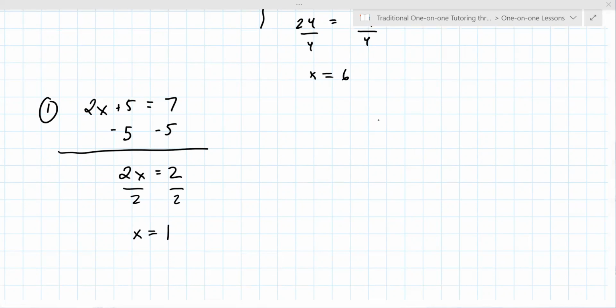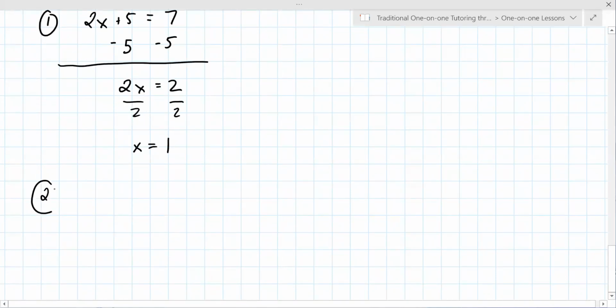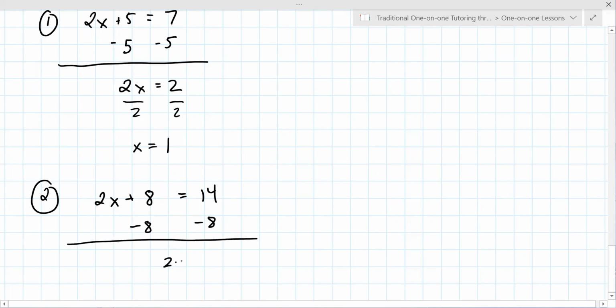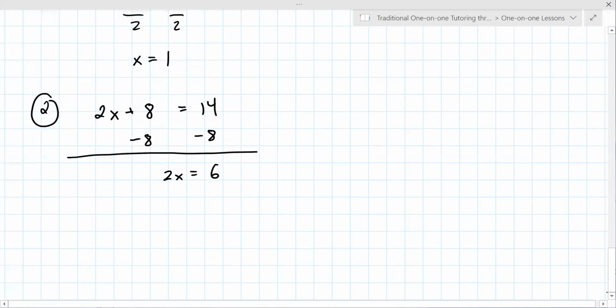All right, so now let's look at question number 2. Question number 2 is just like question number 1 in terms of how you solve it. You're going to subtract and then divide. 2x plus 8 equals 14. All right. So 8 is being added. So how do you undo addition? Subtraction. Yep. And then 2x equals 6. And then you divide 6 by 2, which is 3. So x equals 3.